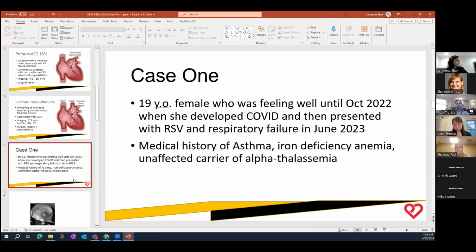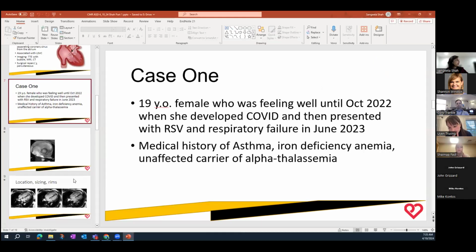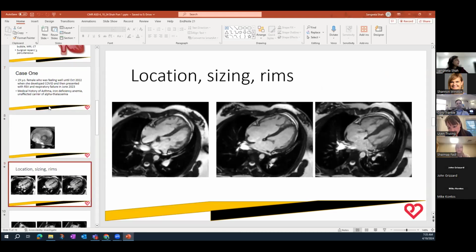Oh, hold on, guys. What happened to the order of my imaging? I'm a little off. Give me a second. I'll move it to.